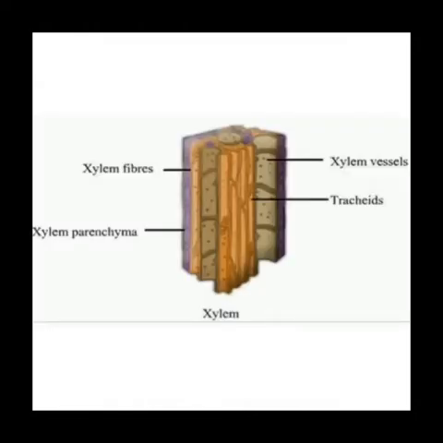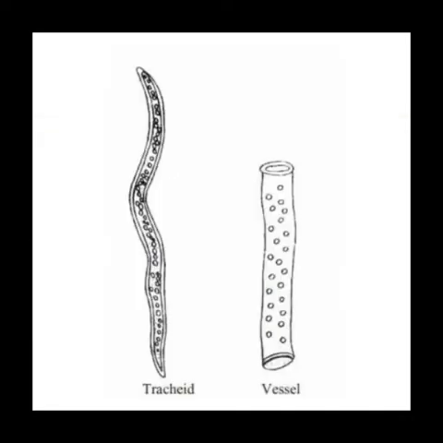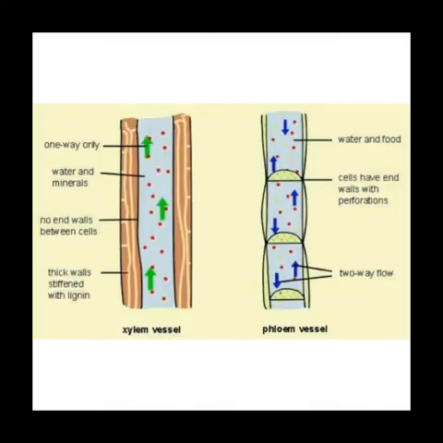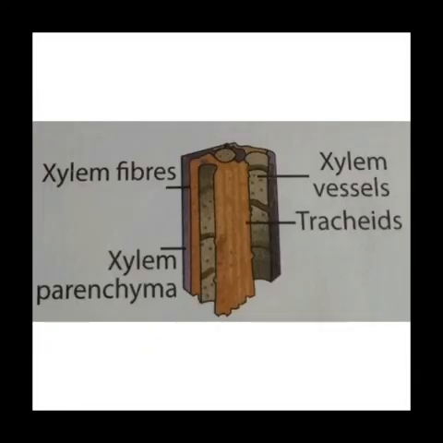All these cells have thick walls. Among these, only xylem parenchyma is living, all other cells are dead. Tracheids and vessels are tubular structures. The tubular structure allows them to transport water and minerals vertically from root to leaves. Xylem parenchyma stores food and helps in the sideways conduction of water. Xylem fibers are supportive in function.